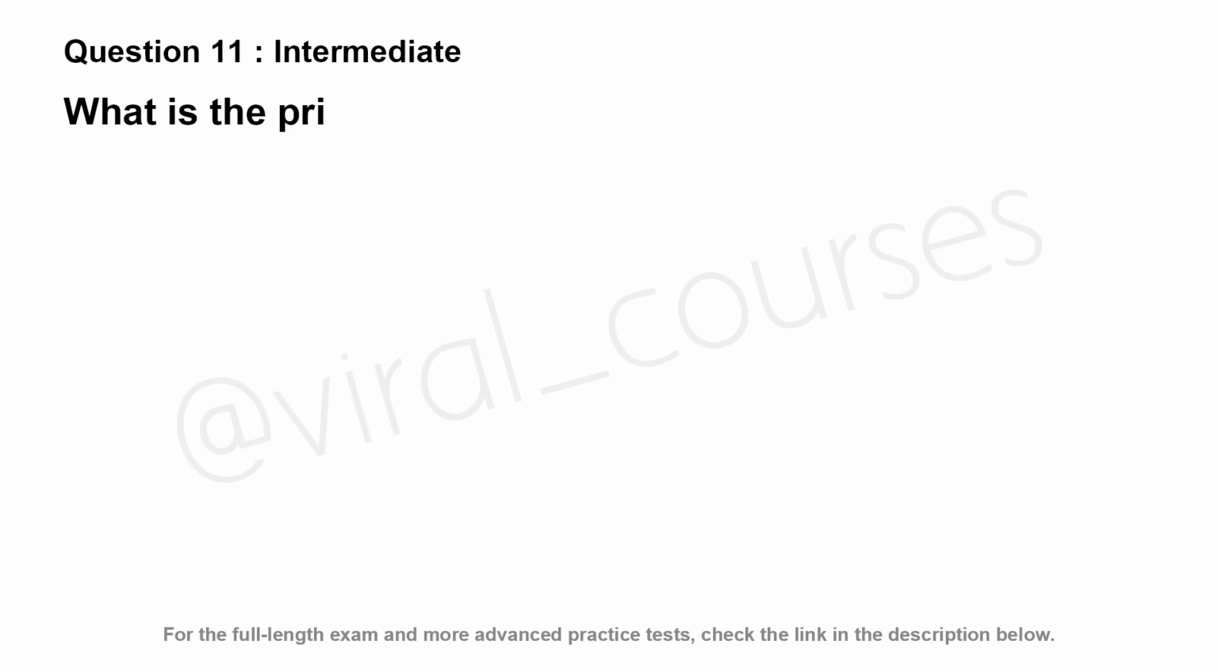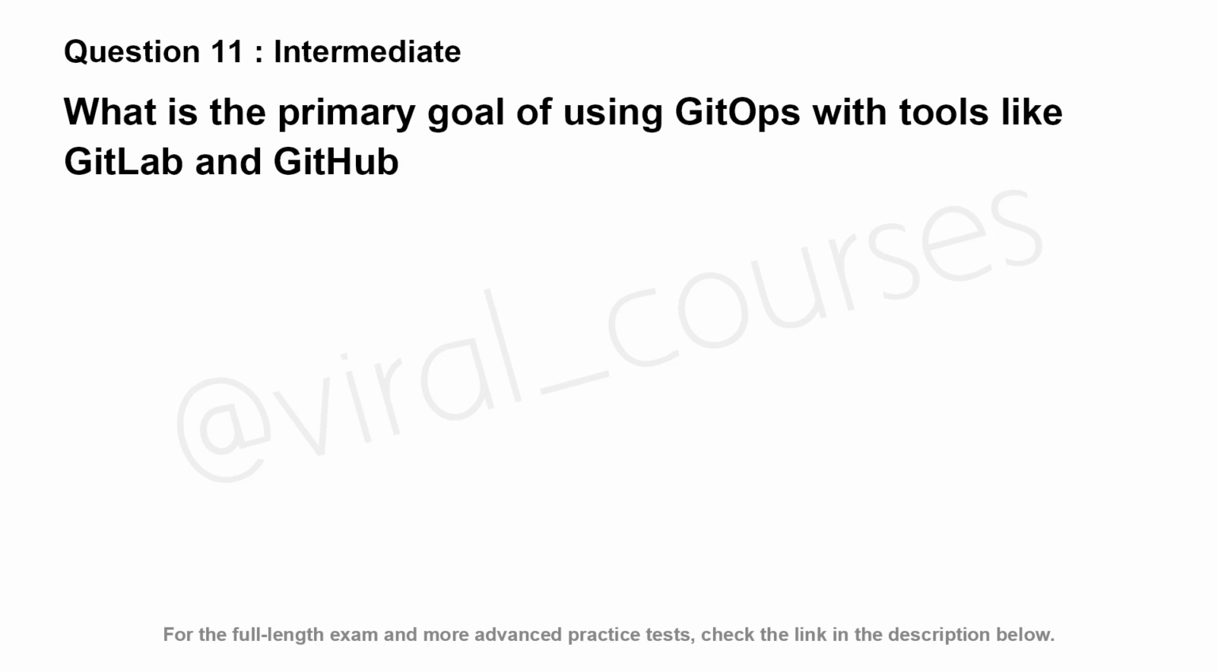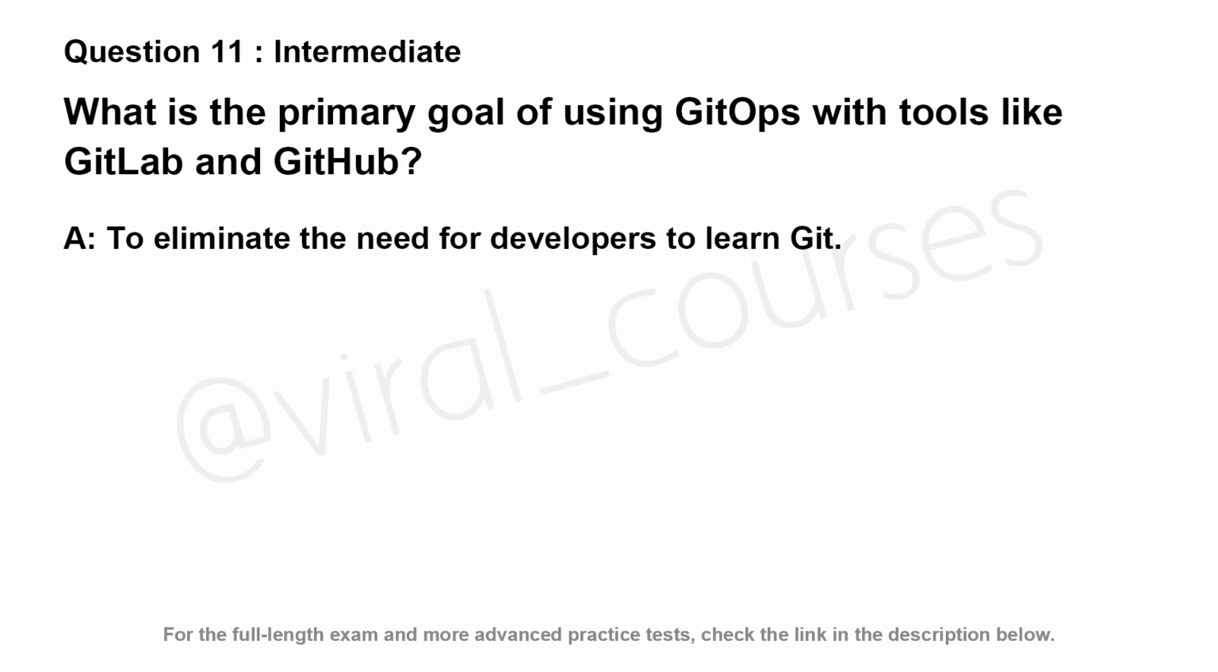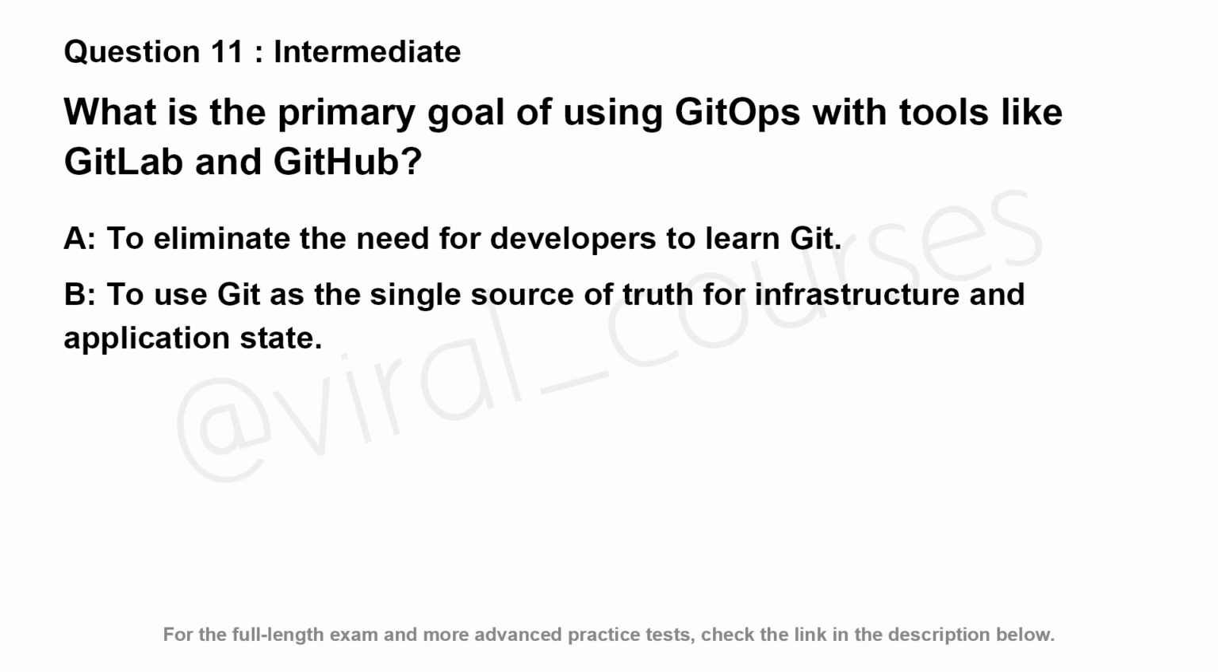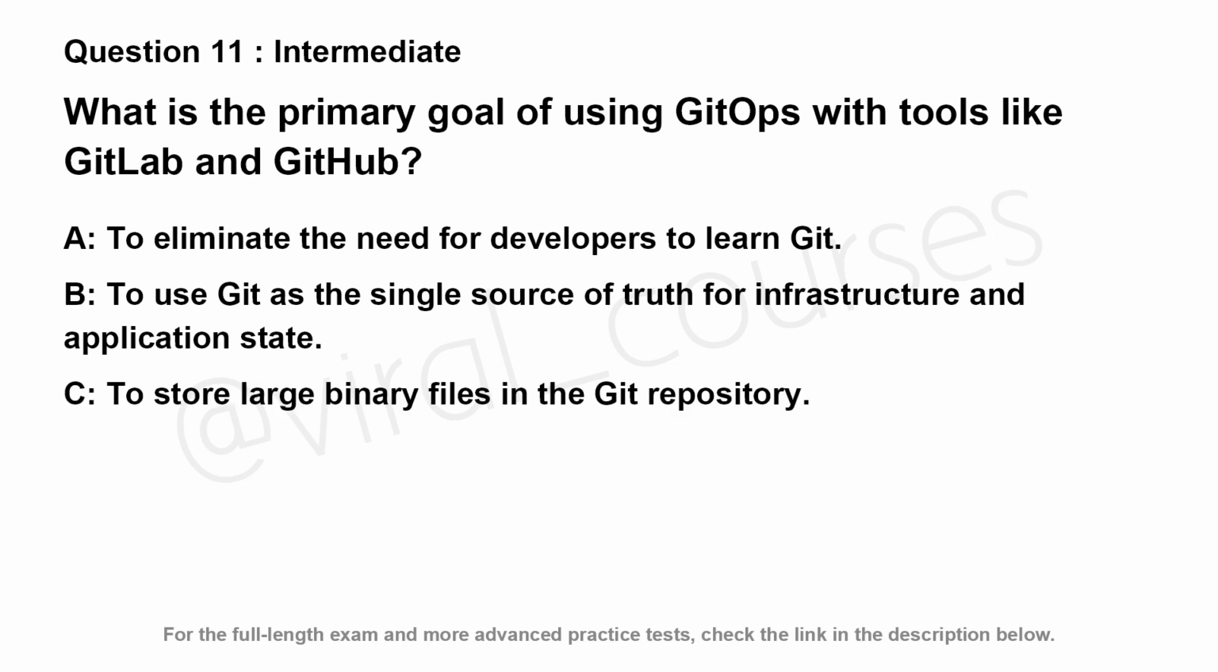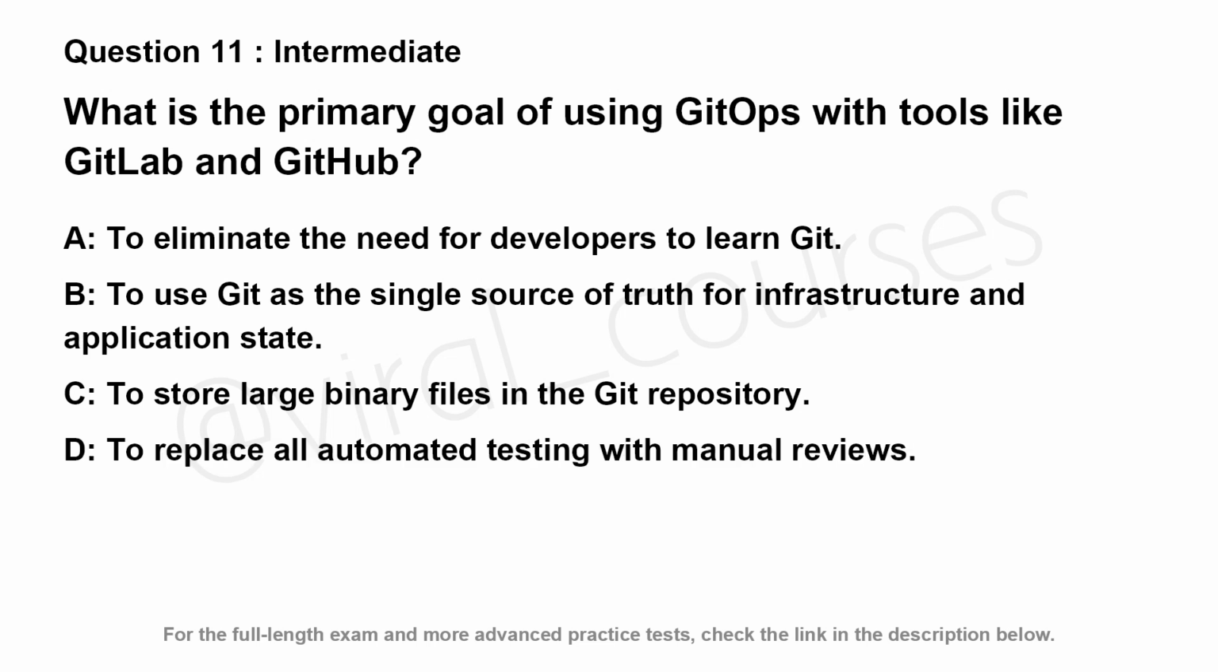What is the primary goal of using GitOps with tools like GitLab and GitHub? Option A. To eliminate the need for developers to learn Git. Option B. To use Git as the single source of truth for infrastructure and application state. Option C. To store large binary files in the Git repository. Option D. To replace all automated testing with manual reviews.